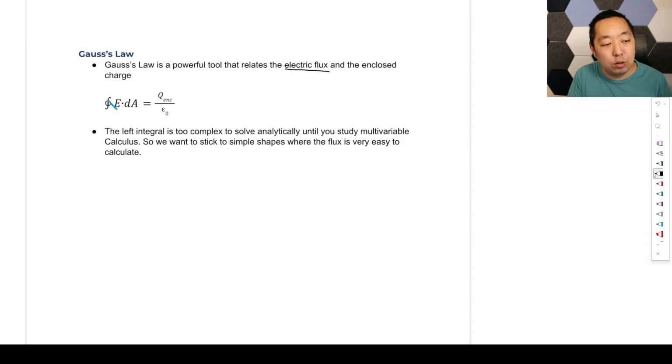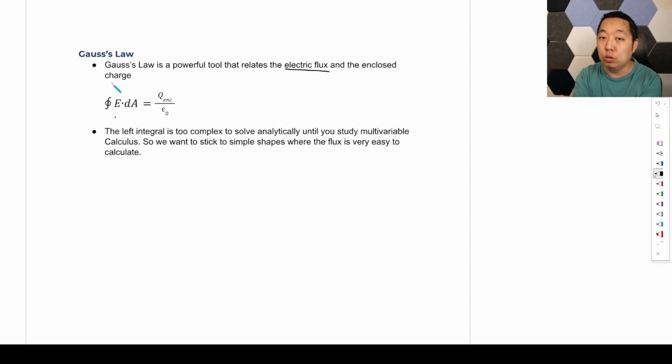Now, notice this integral sign has a circle on it. This is intentional, and you might have seen in the lesson we didn't have that circle in there. It's to indicate that we're doing the flux over a closed surface. A closed surface means that it has to contain a volume and it has to be completely sealed. There can't be any openings left.